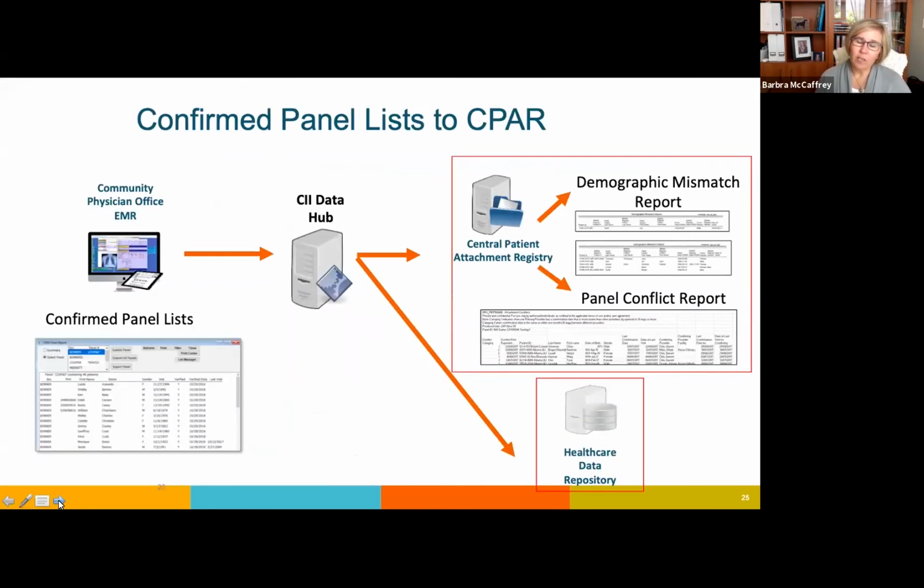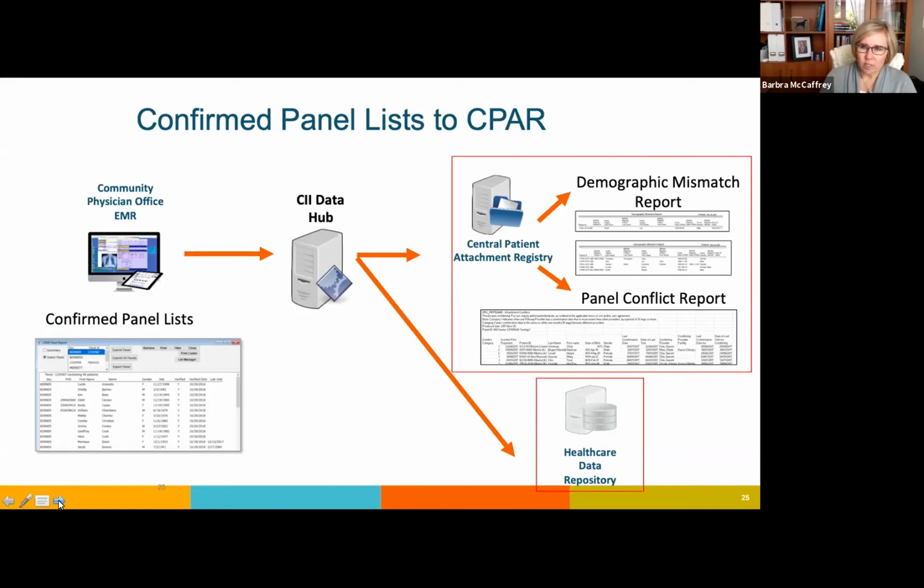All right, so now we're going to move on to the third type of information that is shared from a participating clinic to participating in CII-CPAR. So those are the panel lists. So for a family physician, nurse practitioner, or a pediatrician that has panels, panels will move on a monthly basis from the community clinic through the CII Data Hub to the Central Patient Attachment Registry and copied again to the Healthcare Data Repository, where it's used for quality improvement and system planning purposes.